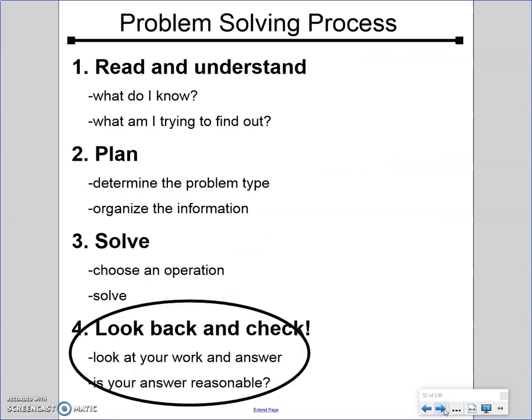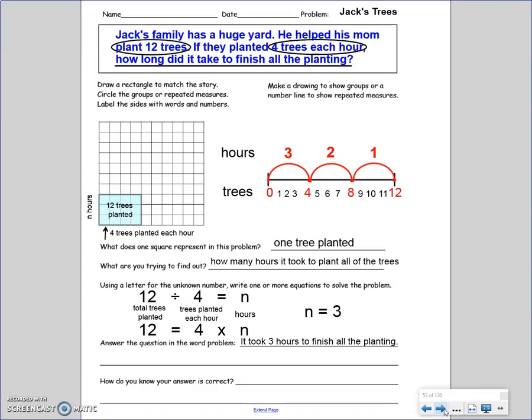We're ready for the final step in our problem-solving process. We're going to look back and check. How do we know that our answer, 3 hours, is correct? Well, how do we know 12 divided by 4 equals 3 is correct? We know 12 divided by 4 equals 3 is correct because 4 times 3 is a fact we know, and it equals 12.